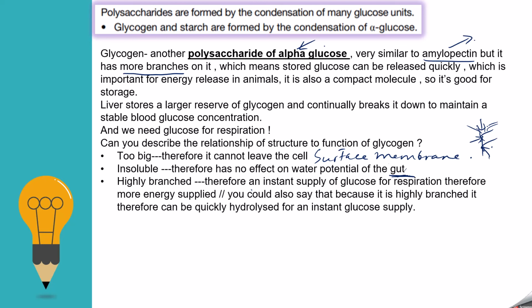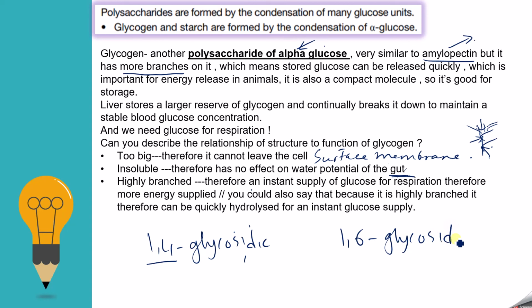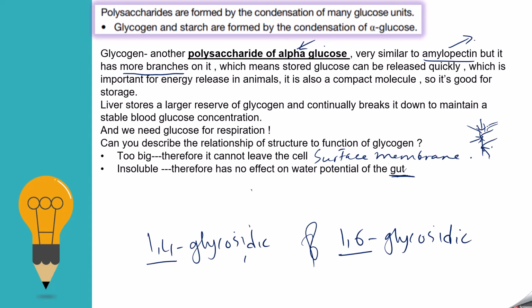So we've come across one type of bond so far, that's a 1,4 glycosidic bond. Now the 1,4, as we know, is referring to the carbon number, but we also have another type of glycosidic bond called 1,6 glycosidic bond. You may have noticed this in the previous diagram, but both starch, so amylopectin, and glycogen have 1,4 and 1,6 glycosidic bonds.